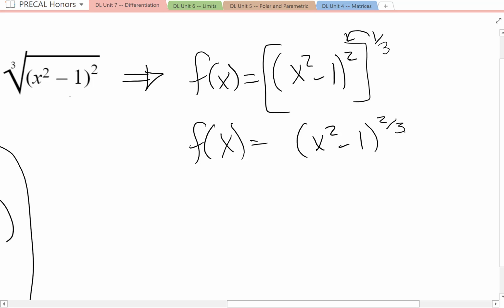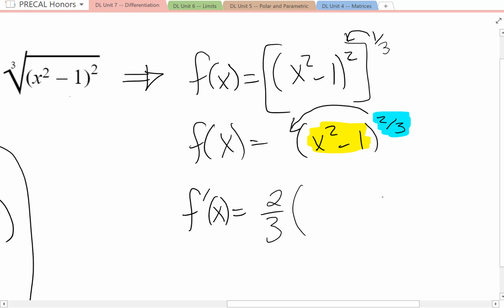Now, we will derive using the chain rule. My inside function is this quantity, and my outside function is this exponent or root, f prime of x. The derivative of the outside times the inside, 2/3, a quantity, and then subtract 1 from 2/3. 2/3 minus 3/3 is negative 1/3.